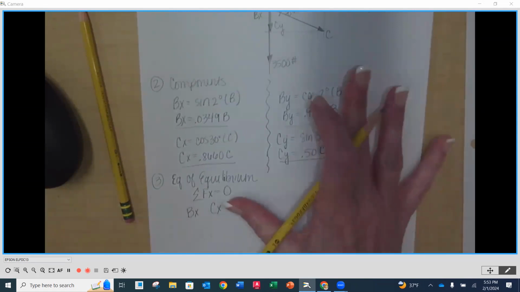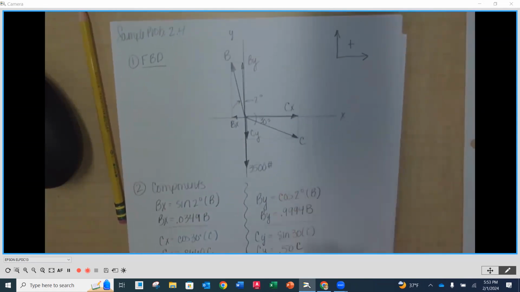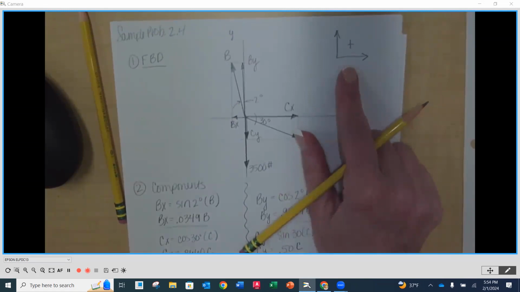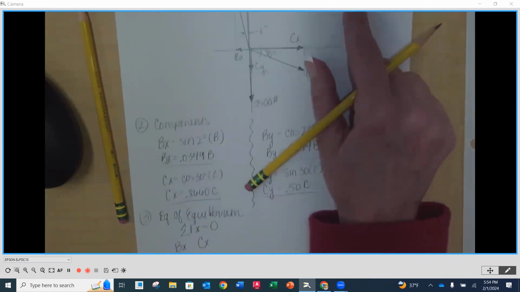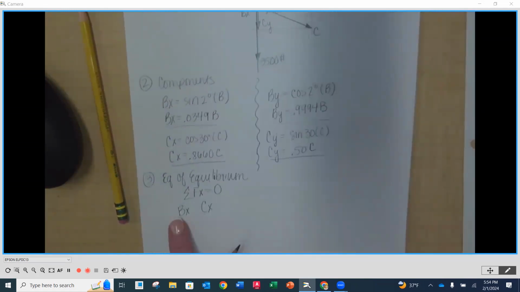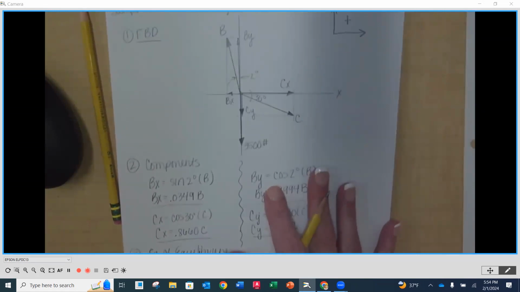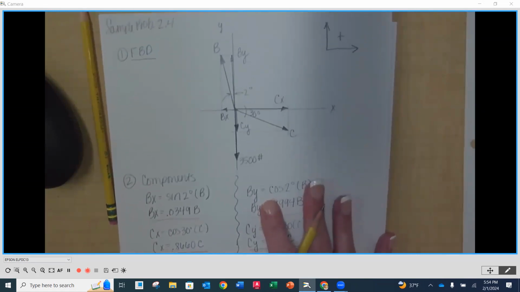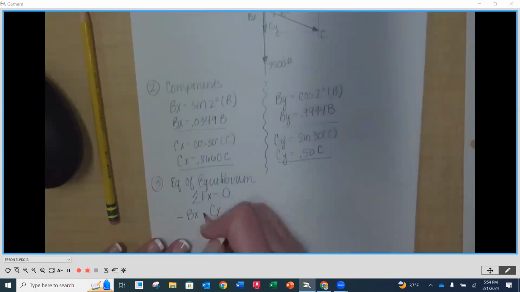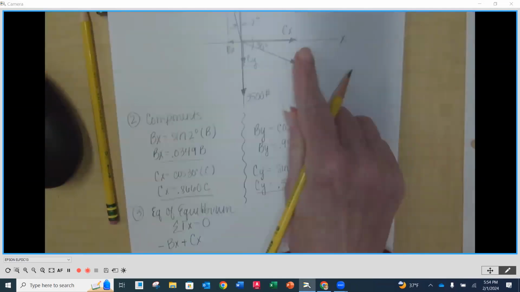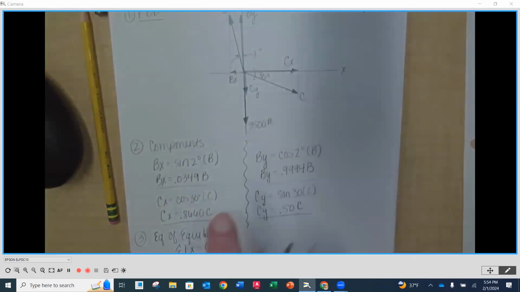Now, according to my convention up in the upper right-hand corner that's required, what is the sign I'm going to put in front of my B? A negative, right? It's going to the left. And what is the sign I'm going to put in front of my CX? A plus, yes, it's going to the right. That's why I need arrowheads on these things. That's what tells me the sign.